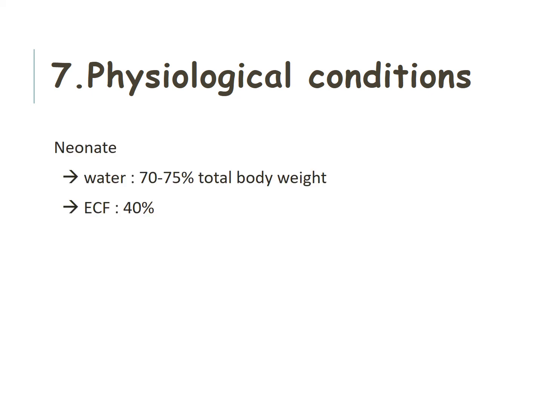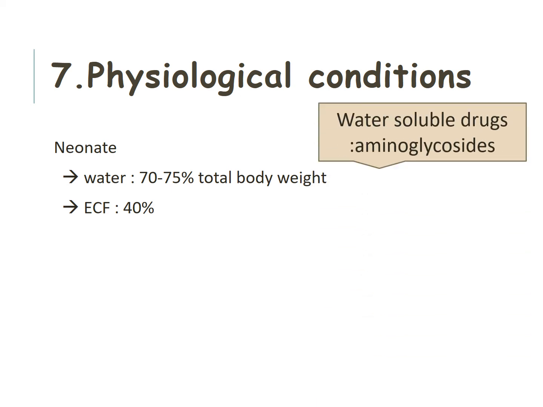And some physiological conditions also determine our volume of distribution. In neonates, the water content is more. About 70 to 75% of the total body weight is water, and 40% of the total body will be ECF, extracellular fluid. So water soluble drugs like aminoglycosides are very dangerous for these neonates.